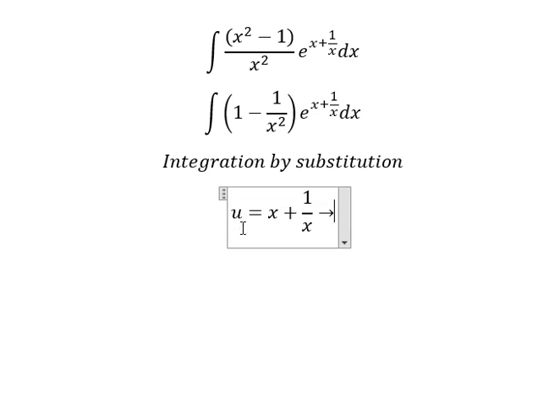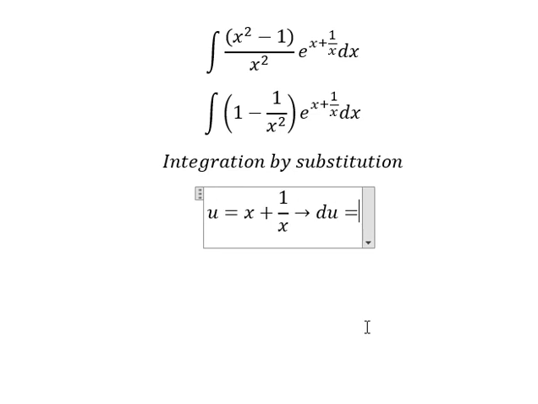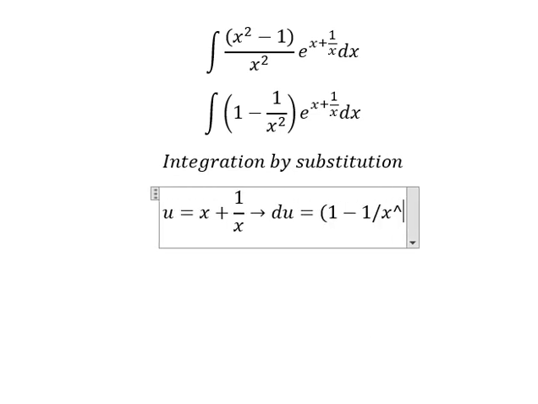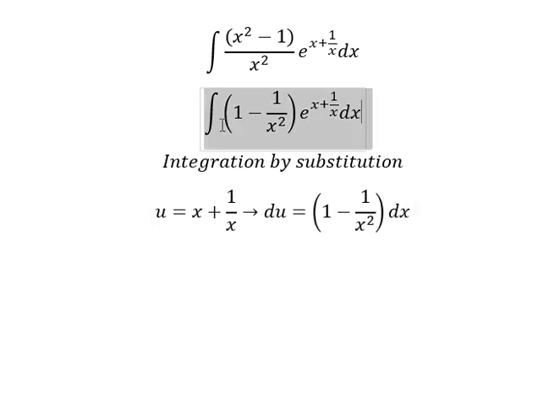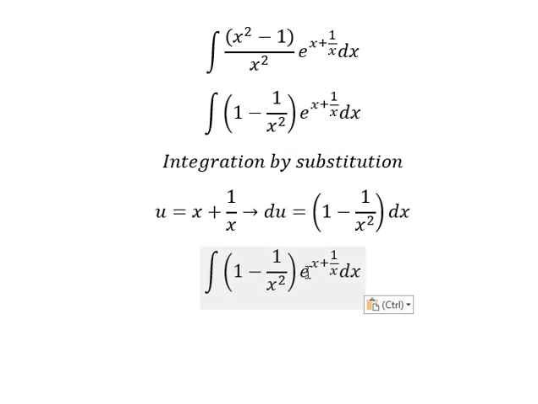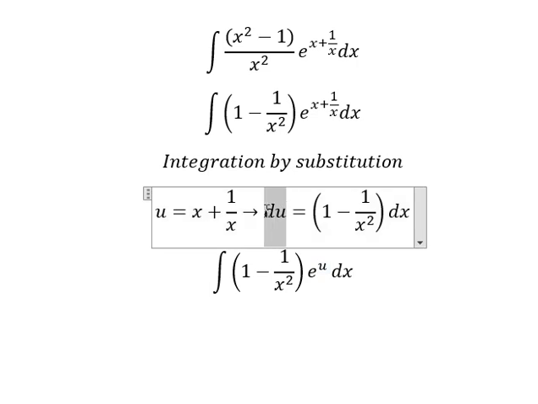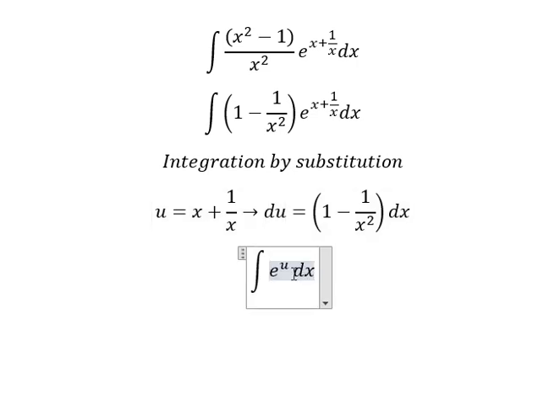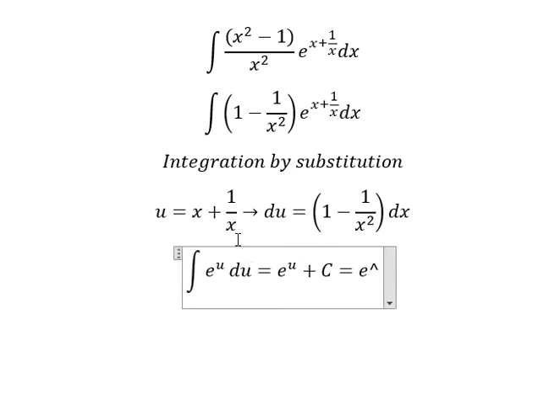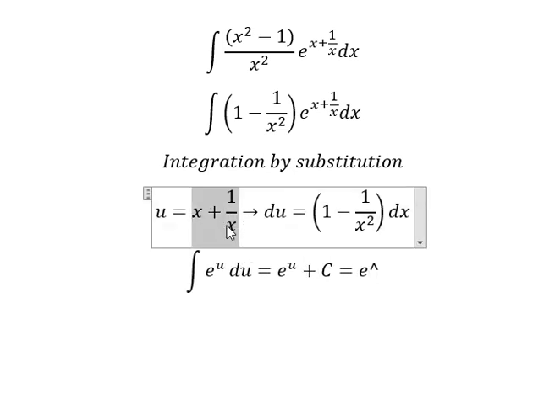Later we need to do the first derivative for both sides, and we have it like this. Next, this one we change to u. This one with the s we change to u. And now we have the final answer in terms of u, that is this one.